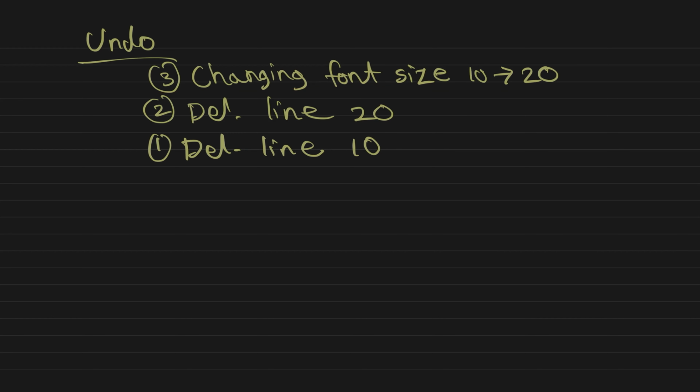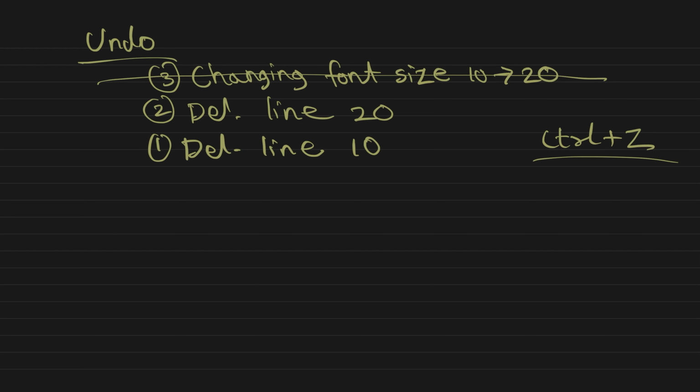Now let's say you do Control Z, which is typically an undo shortcut. So what would happen? When you do Control Z, the top item in this data structure is removed. In this case, the font size which I changed from 10 to 20 would change back from 20 to 10, right? And this action would get removed from here.